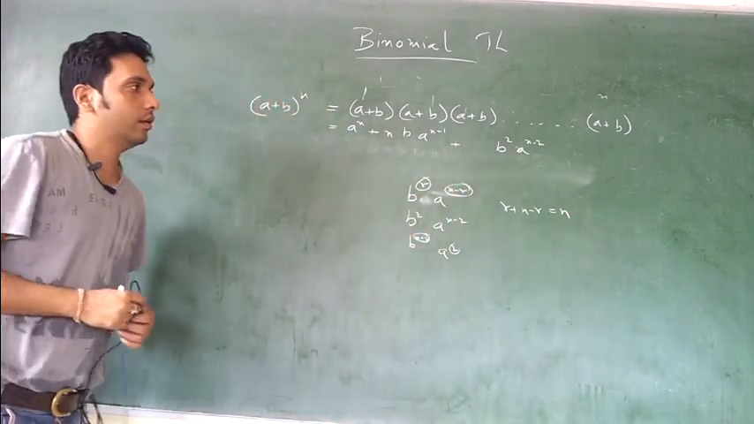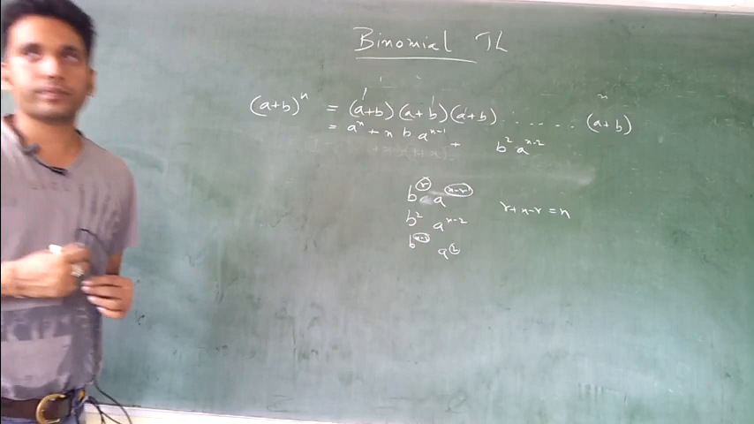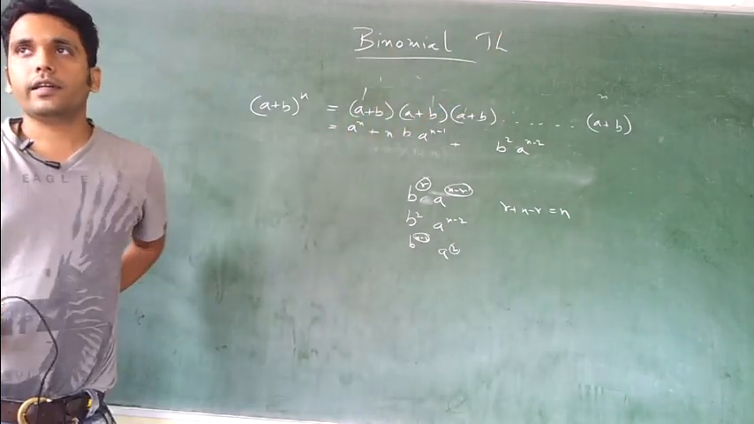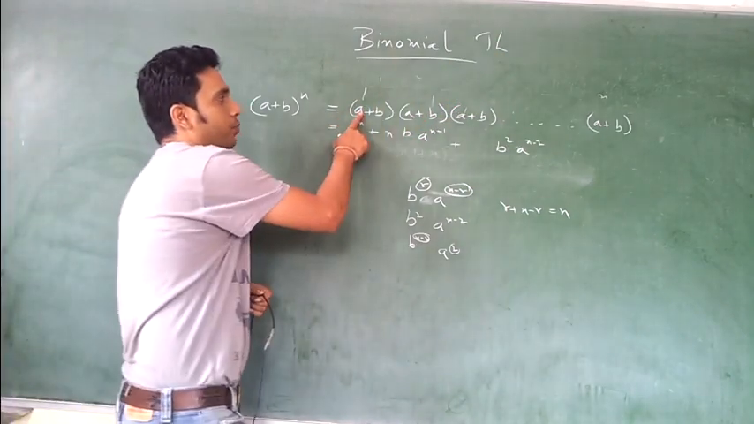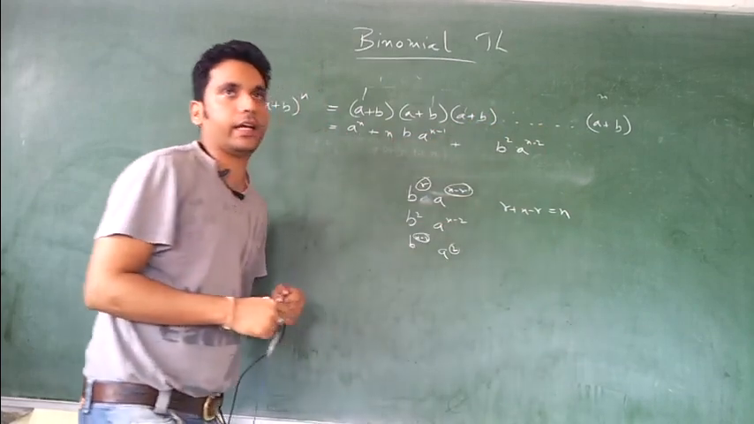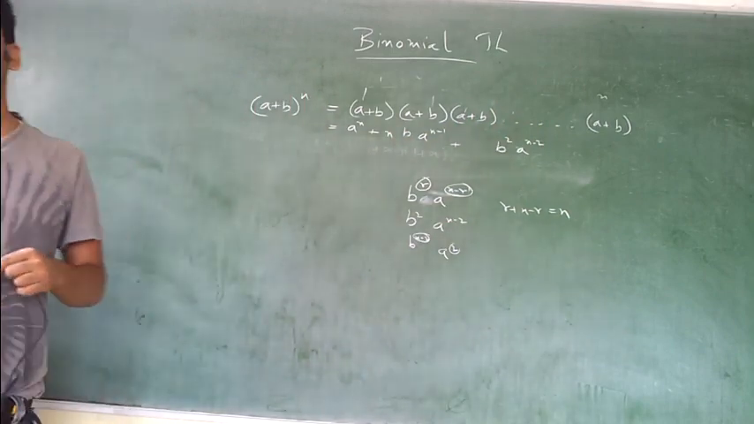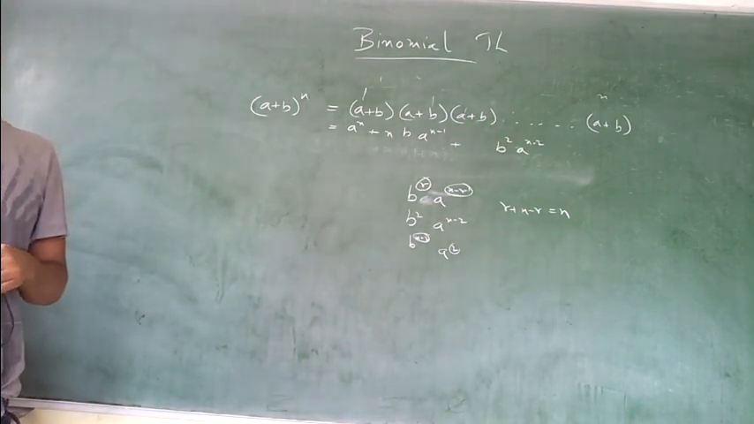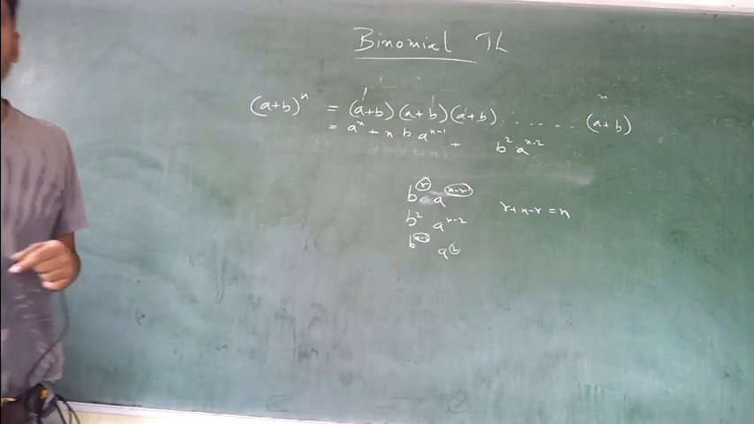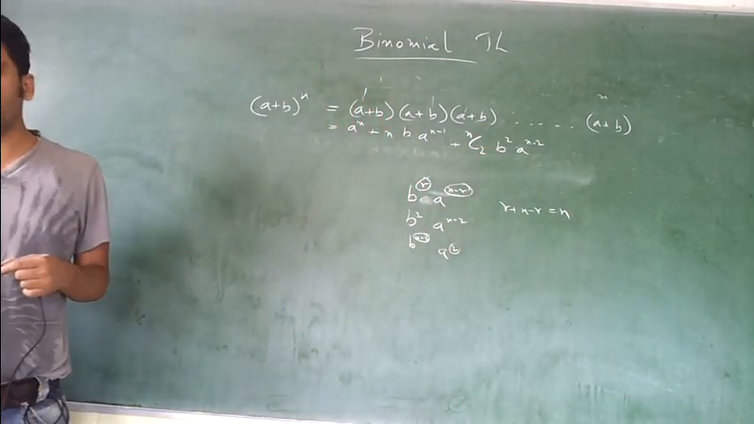Now the point is how many will I get over here? How many b square a power n minus 2? How many b squares will I get? Can anybody tell me? One is when I take a b from here and a from the rest of the things. I take this b and that b and the rest of them all as a, I will again get that thing. It is the same as choosing 2 b's out of n b's, and the rest will be a's. So it will be nC2. Any doubt about this?